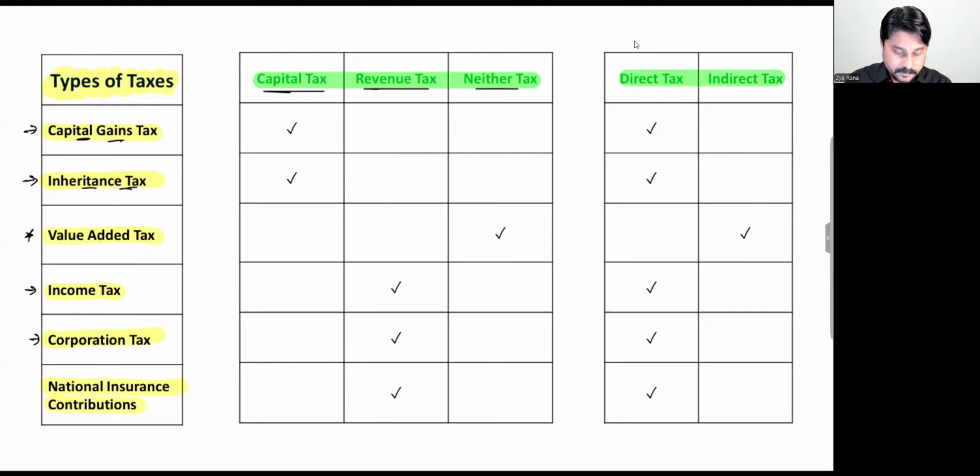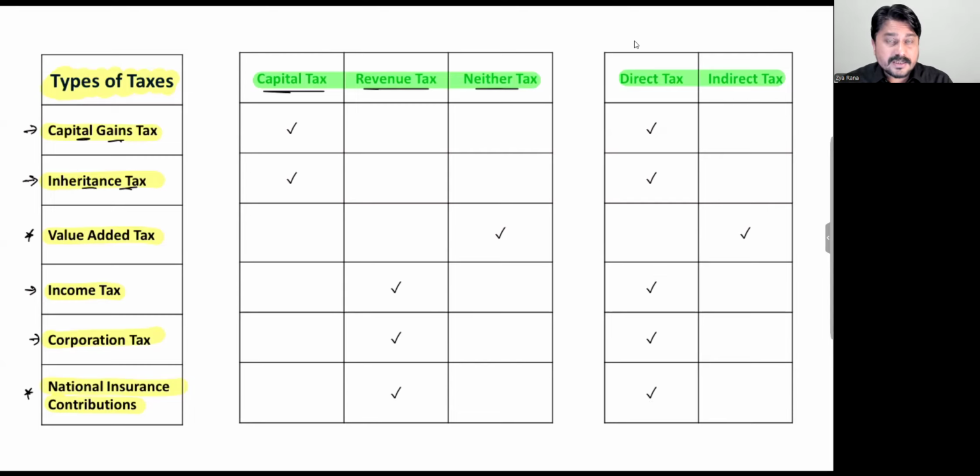And lastly, if we talk about national insurance contributions, apart from the taxes, in the UK there is a concept of NICs, right? So NICs are also based on the revenues earned, directly based on the level of the revenues earned. So it's a direct tax which is applicable on the revenues earned. So NIC is a revenue tax and it's a direct tax, right?